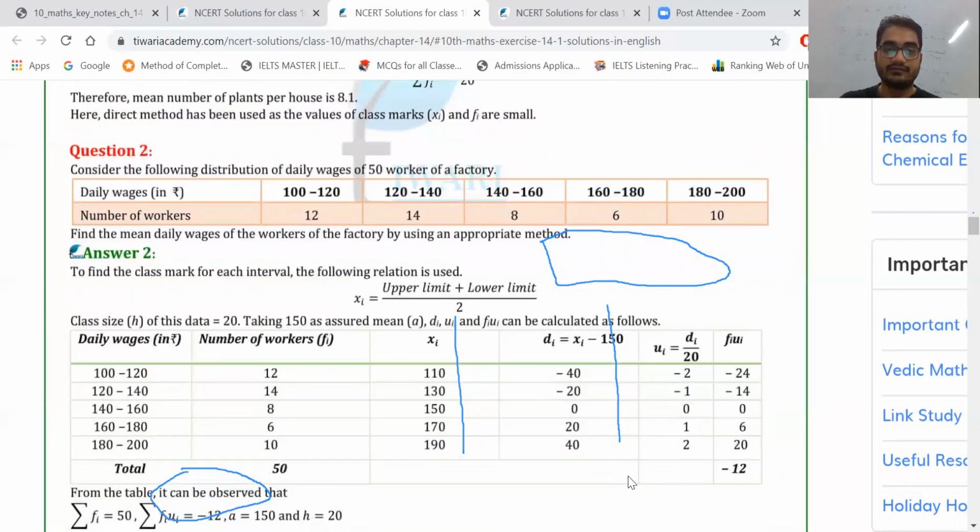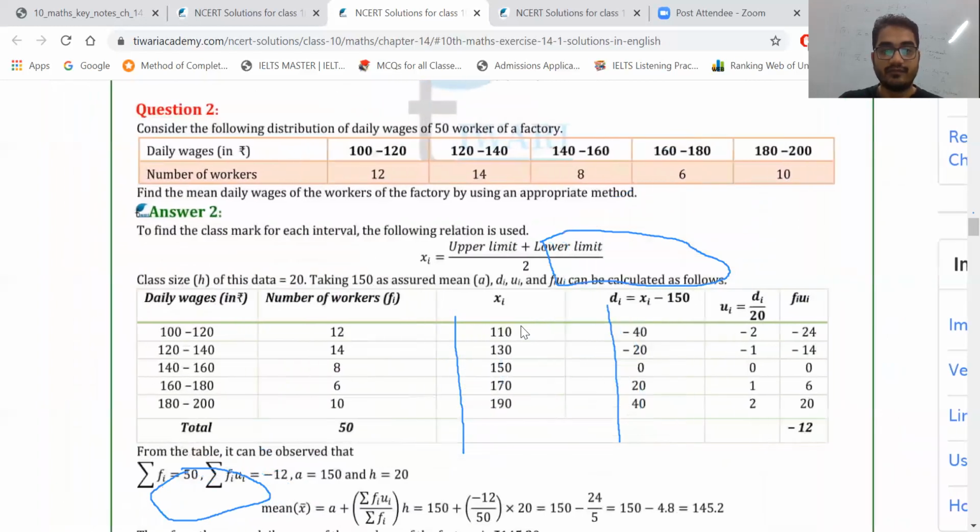What we require in the assumed mean method are the formulas and the things we have. This is the table. The question given to you is about daily wages: 100 to 120, 120 to 140, 140 to 160, 160 to 180, 180 to 200. Now just let me erase them, and then I can tell you about that.